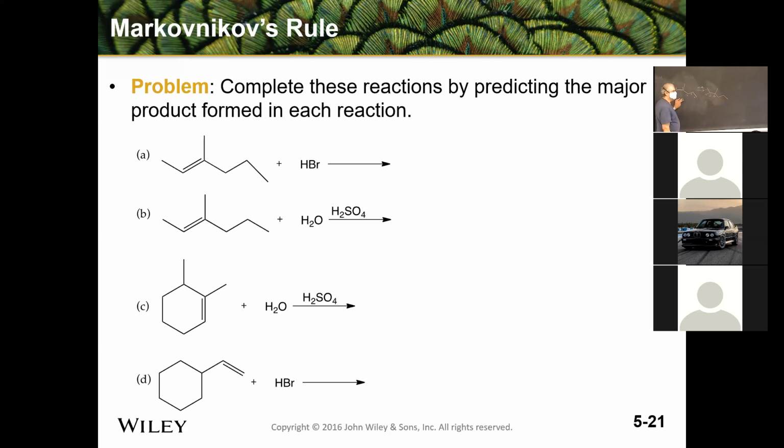Okay, I'm going to go ahead and erase this. So this is our product. Okay, adding water with a catalyst. Again, this is the same starting material. So H would go to carbon number 2, and then OH would go to carbon number 3, and there's no double bond in the product. Okay, letter C.